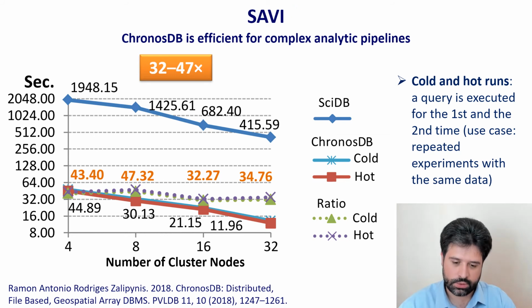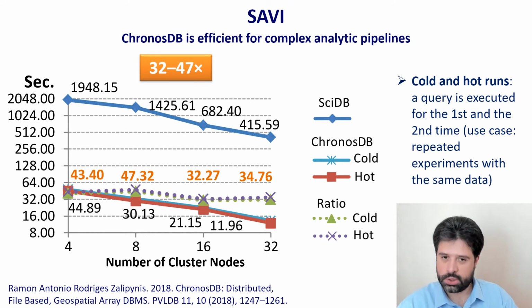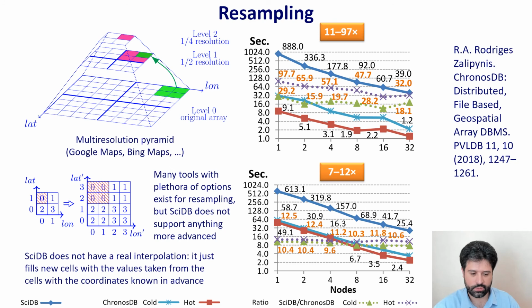What about the performance? ChronosDB is efficient for complex analytic pipelines. With the aforementioned optimizations, ChronosDB outperforms SciDB by up to 47 times on this analytic pipeline. If we test resampling alone, be it upsampling or downsampling, we will discover that ChronosDB is up to 97 times faster than SciDB. Note that ChronosDB is not only faster, but it performs the real nearest neighbor interpolation. In contrast, SciDB just fills new cells with the values taken from the cells with the coordinates known in advance.